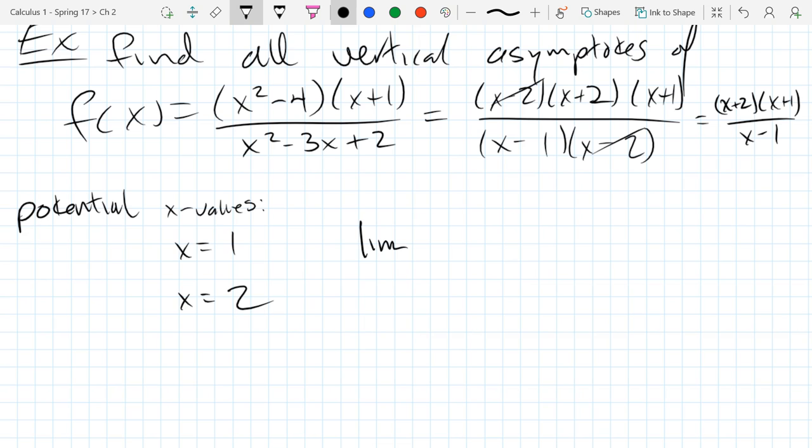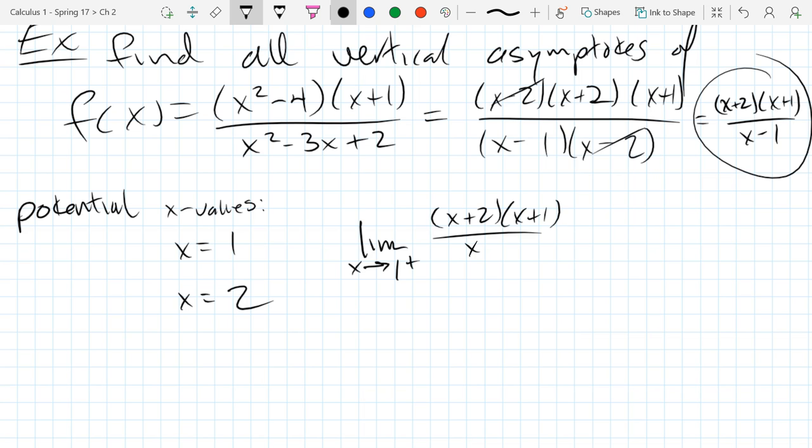I'm going to choose the right side, so x approaches 1 from the positive side. I'm going to use the simplified version. Why am I definitely not allowed to use the physicist method here? We may have an infinite y value that we're approaching, but we're not approaching an infinite x value. So I'm approaching 1 and 2. Those are definitely not infinity or negative infinity.